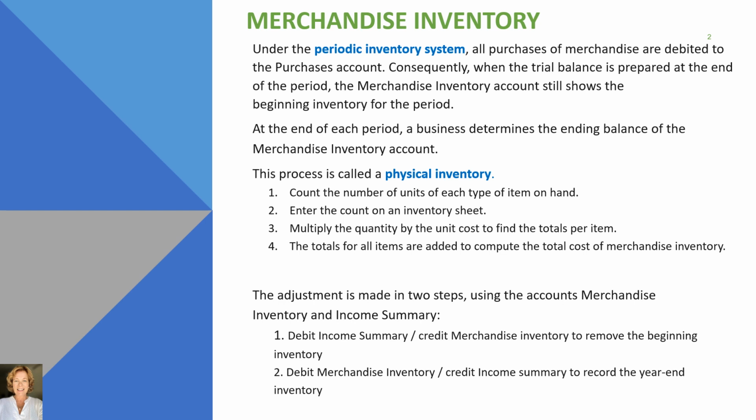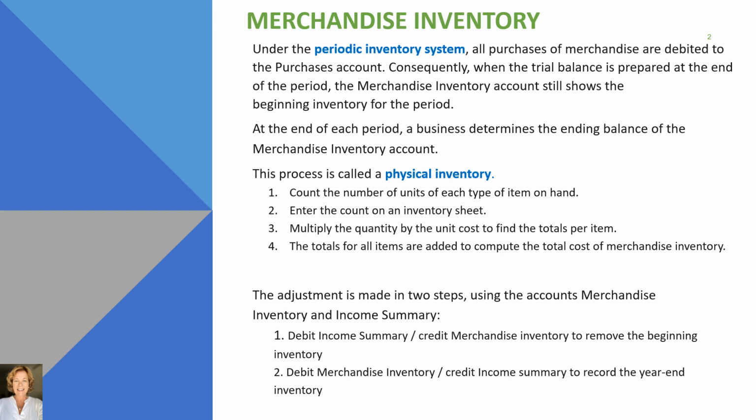So at the end of the period, a business determines the ending balance of the merchandise inventory account. Do you recall that we did that for our supplies as well? At the end of the period, we counted our supply inventory to determine how much had been used up during the period. We'll do the same for our merchandise inventory. This process is called a physical inventory.